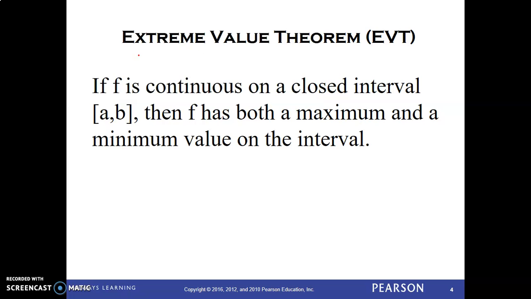So this is the easiest theorem. It's basically just saying that extremes exist. There will be a max and a min if you're continuous and you're on a closed interval. It has to be closed because otherwise you might have a hole that would preclude a certain value.